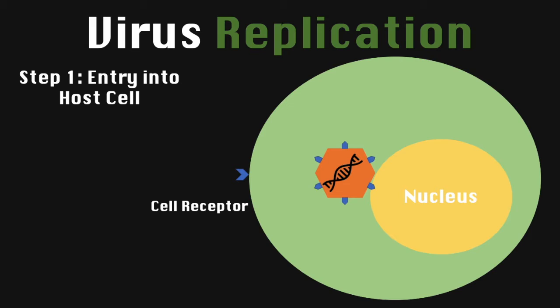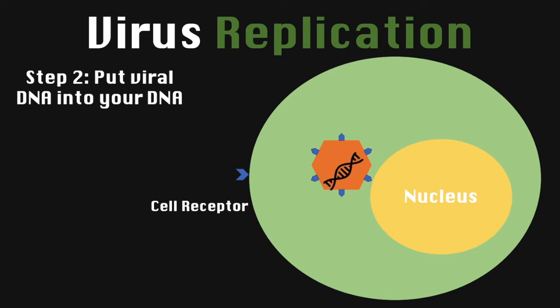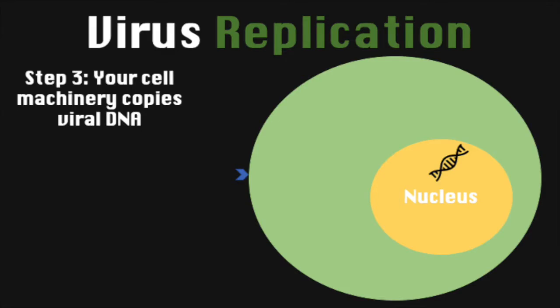So, once the virus is in, it's going to take its own DNA and insert it into your DNA. It takes its virus DNA and sneaks it into the nucleus and rearranges it with your own DNA. Now, once the virus DNA is inside of your nucleus, your cell actually copies the DNA just like it would its own DNA. Your cell machinery can't really tell the difference between viral DNA and your own DNA, so it just copies all of it.